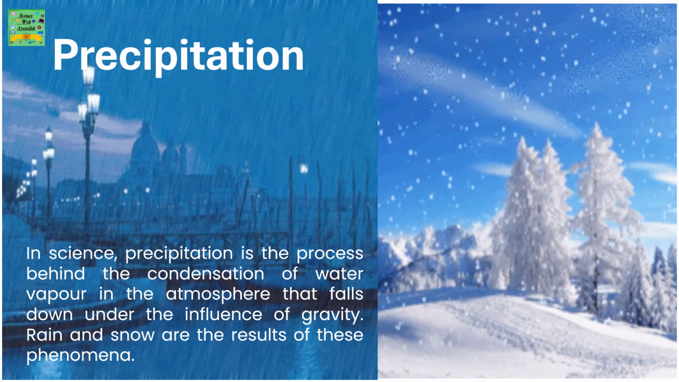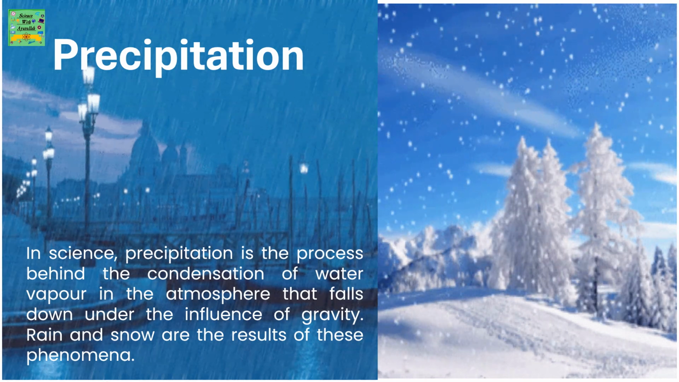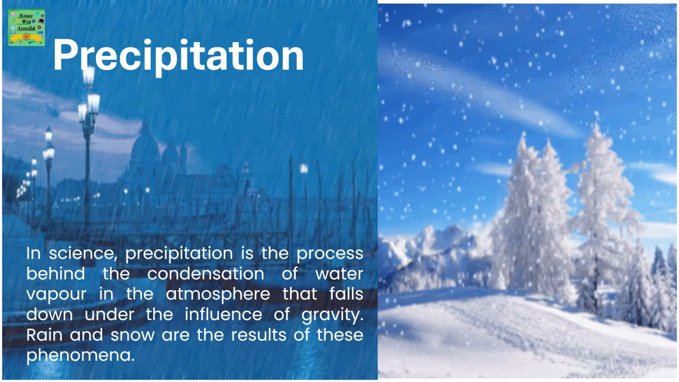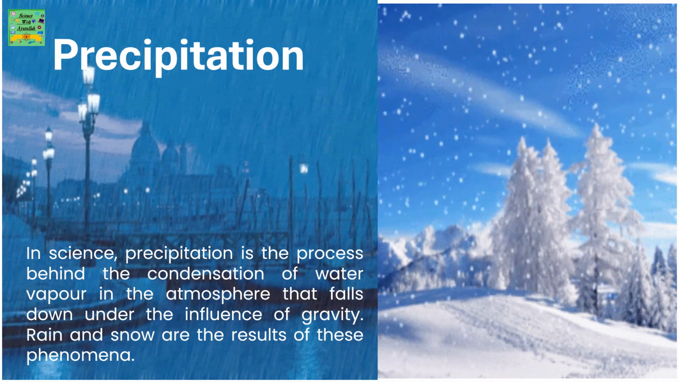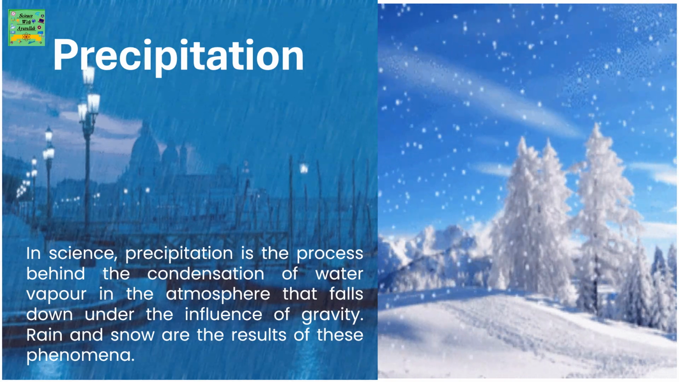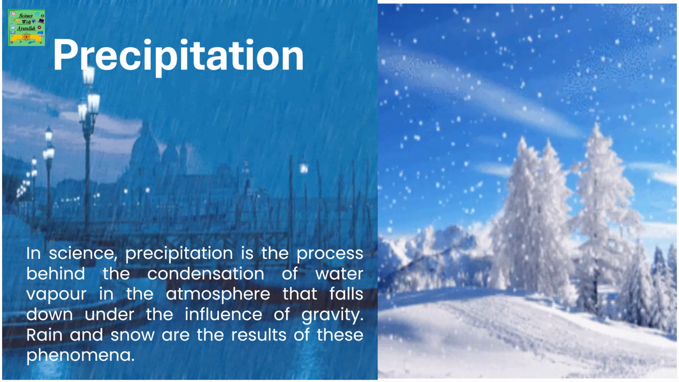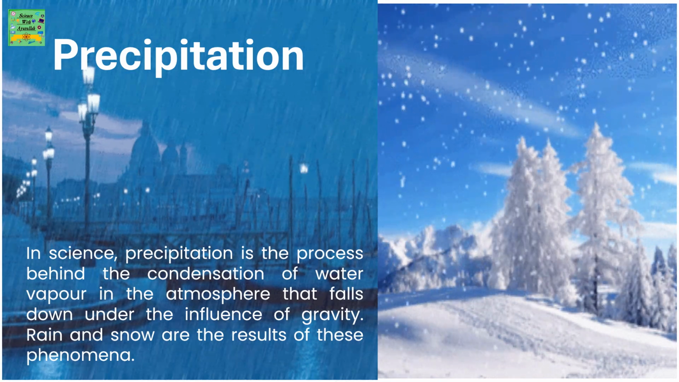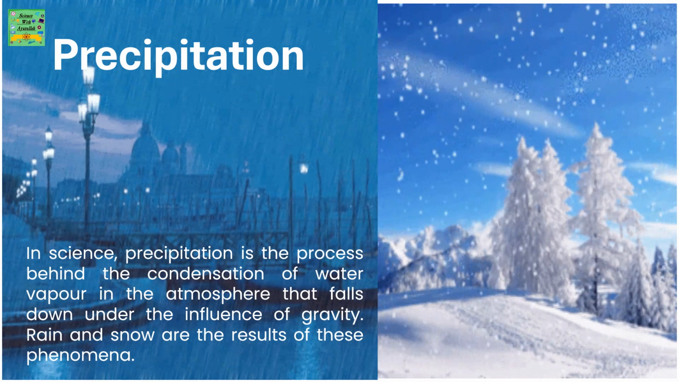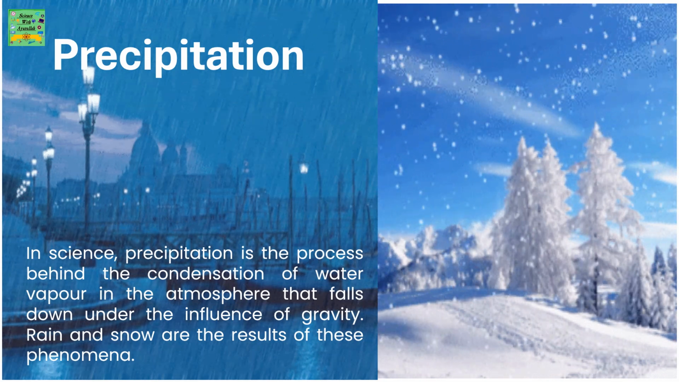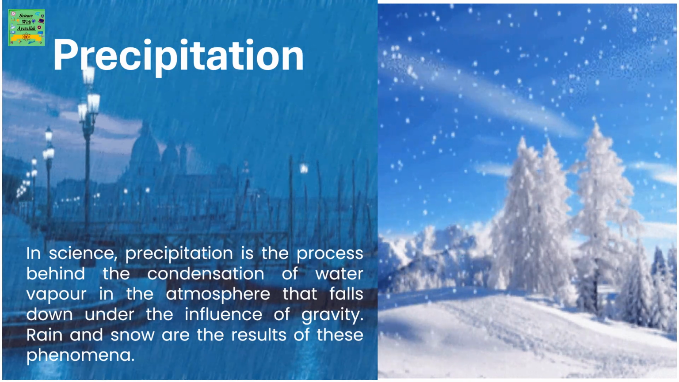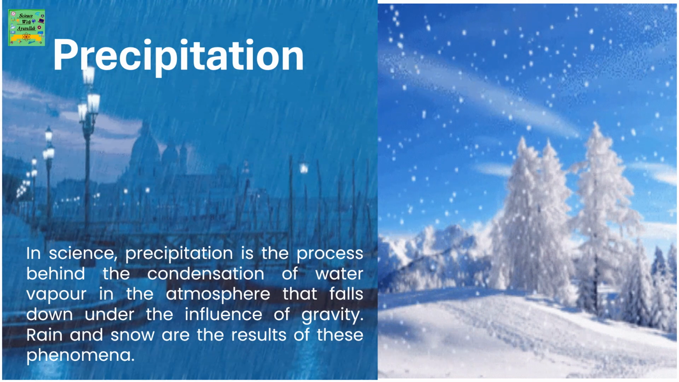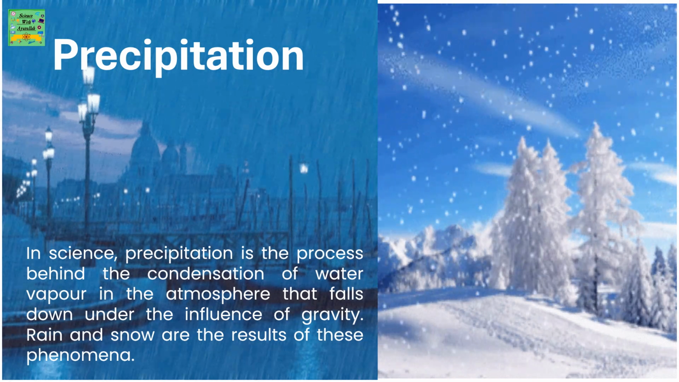Precipitation. Precipitation is water released from clouds in the form of rain, freezing rain, sleet, snow, or hail. Precipitation is the main way atmospheric water returns to the surface of the earth. Most of the precipitation falls as rain. In science, precipitation is the process behind the condensation of water vapor in the atmosphere that falls down under the influence of gravity. Rain and snow are the results of these phenomena.